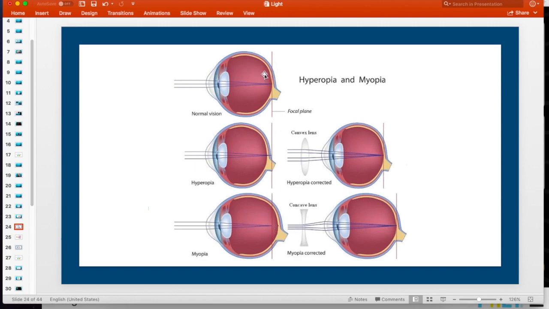So normal vision, the eye is shaped just correctly so that the lens focuses exactly on the retina. Hyperopia, farsightedness, the image gets focused behind the retina. What the retina receives is therefore blurry. Myopia, the image gets focused in front of the retina because the eye is too long, and therefore by the time the image hits the retina, it's blurry.